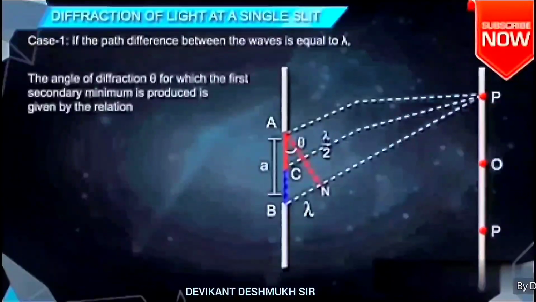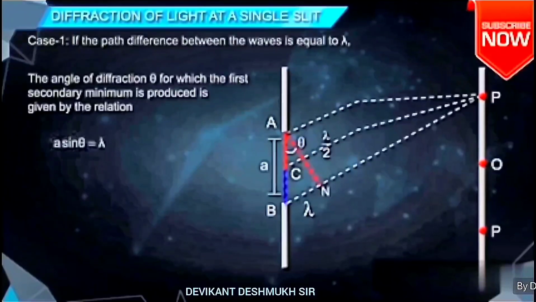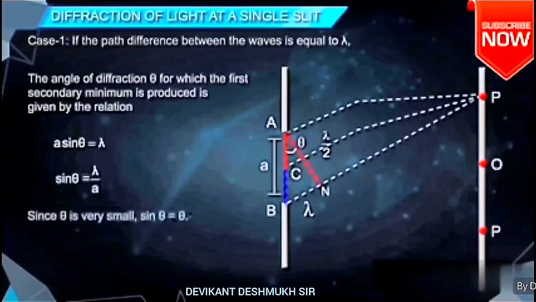The angle of diffraction theta for the first secondary minima will be a sin theta is equal to lambda. Therefore, sin theta is equal to lambda by a. Since theta is very small, sin theta is approximately equal to theta. Therefore, theta is equal to lambda by a.